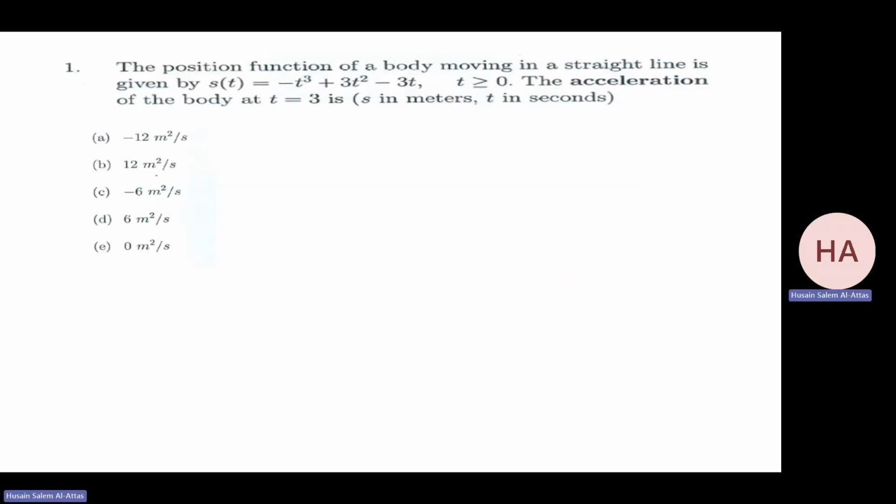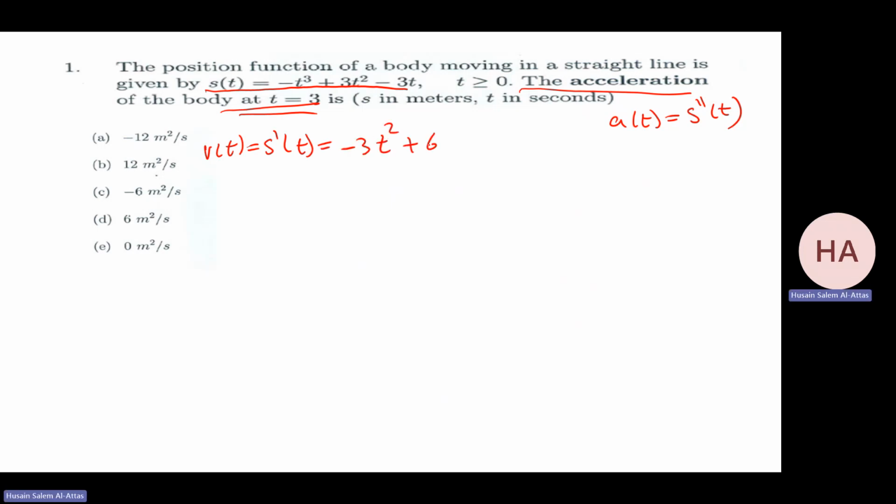The position function of a body moving in a straight line is given by this. This is S of t. What they want is the acceleration at t equals 3. The acceleration is the second derivative of the position function. So I'm looking for A at 3. First I need V at t, which is S prime at t, which is minus 3t squared plus 6t minus 3. Second, I'll find A of t, the second derivative, which is minus 6t plus 6. I want A at 3, which is minus 18 plus 6, which is minus 12.